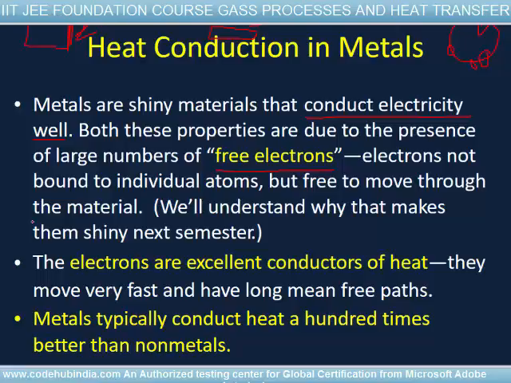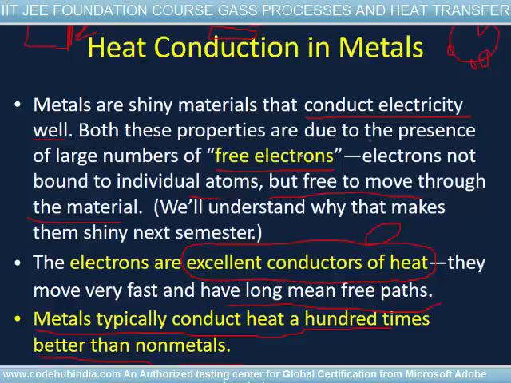So the electron is not bound to an individual atom, but is free to move through the material. Electrons move in a cloud. So the electrons are excellent conductors of heat. They move very fast and have a long mean free path. Metals typically conduct heat 100 times better than non-metals. Clear?